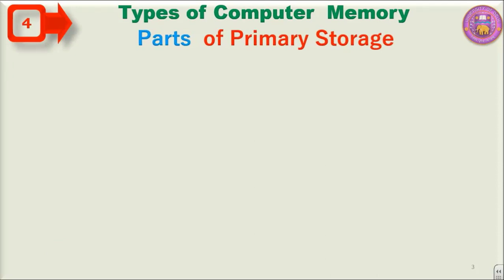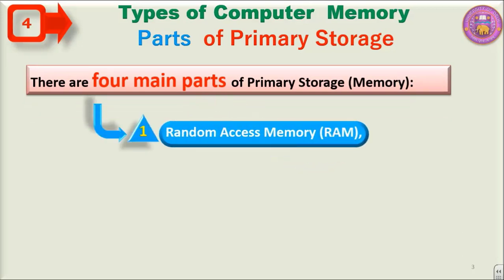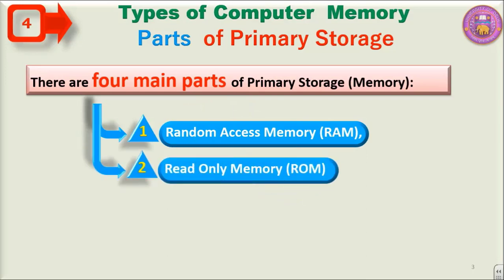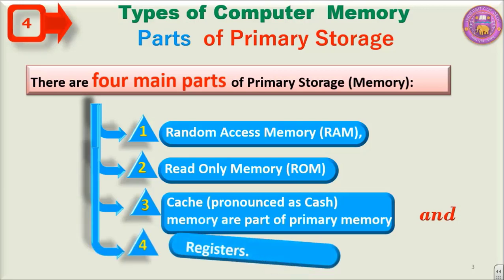The parts of primary storage. There are four main parts of primary storage: random access memory (RAM), read-only memory (ROM), cache, which is a part of primary memory, and the fourth one is registers.